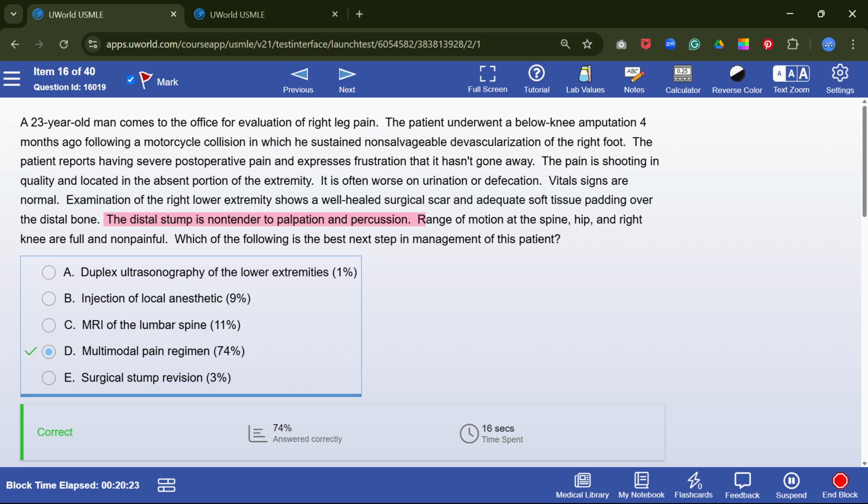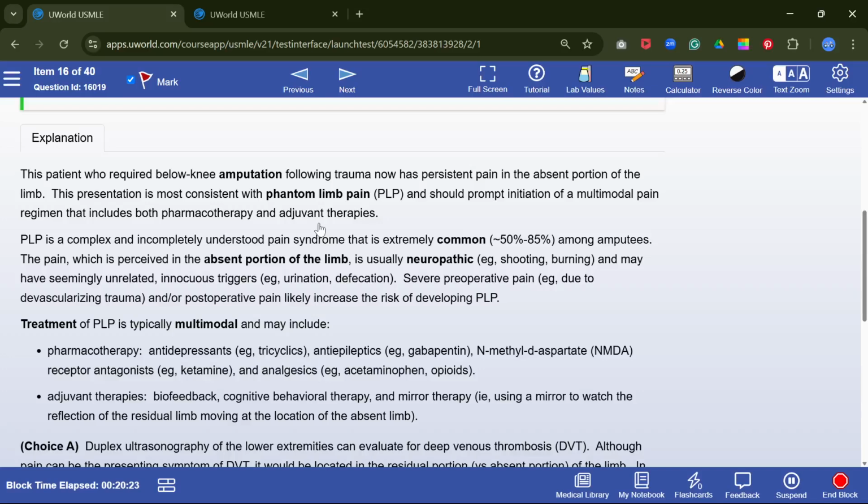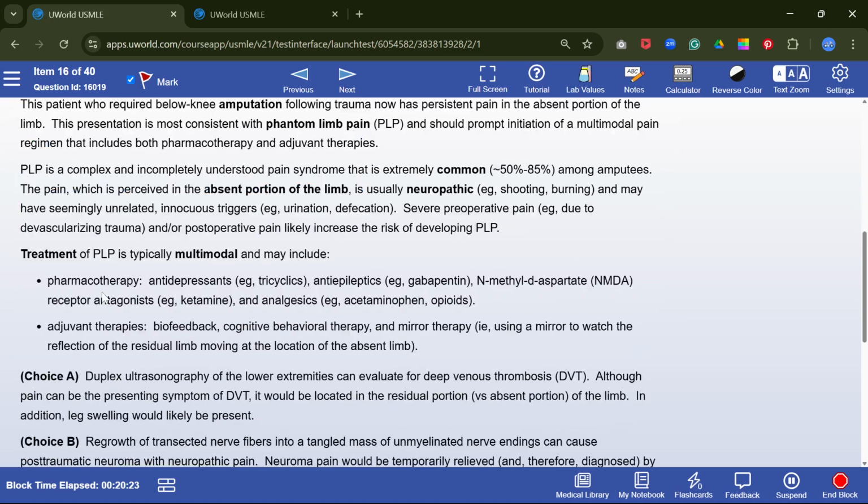The pain is shooting in quality and located in the absent portion of the extremity, very high yield. It is worse on urination or defecation, and the stump is non-tender to palpation and percussion. So it is phantom limb pain.